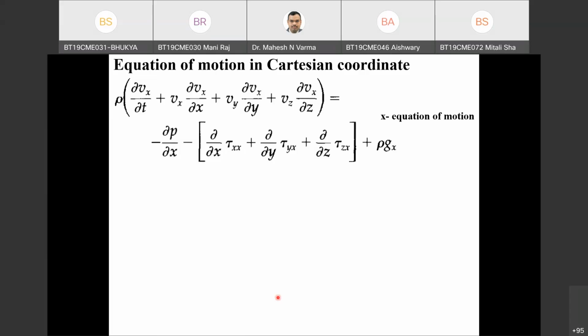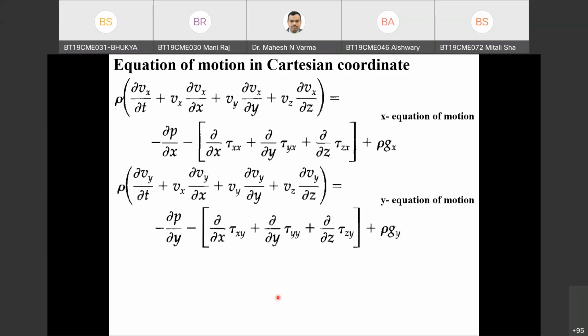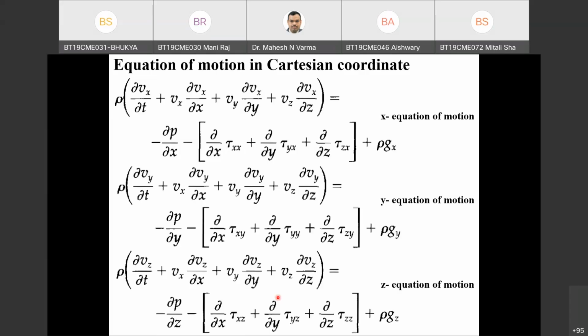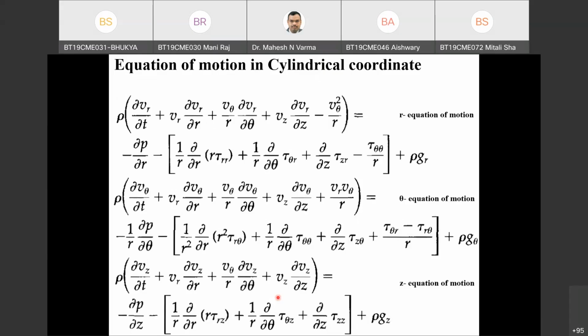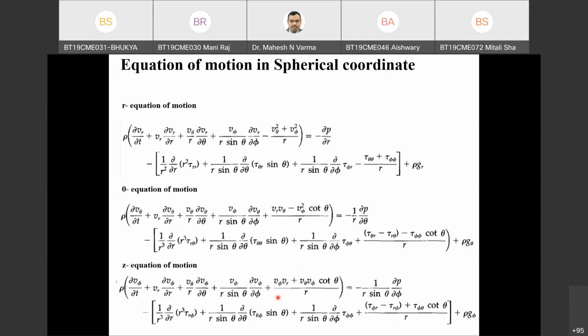So this is the x equation of motion. Similarly, we can get the y equation of motion, and similarly the z equation of motion. This is the x, y, and z equation of motion. Similarly, I can get the cylindrical coordinate system and the spherical coordinate system.